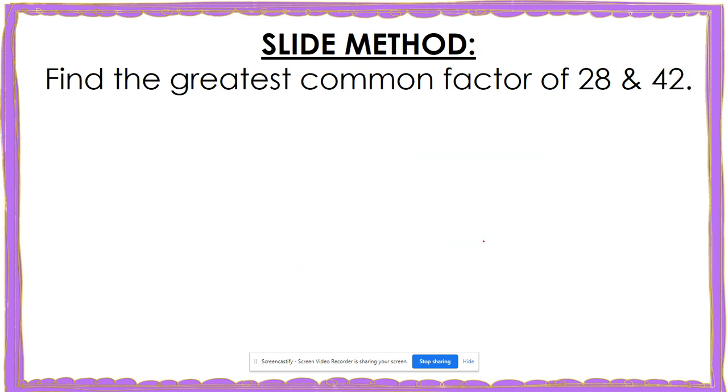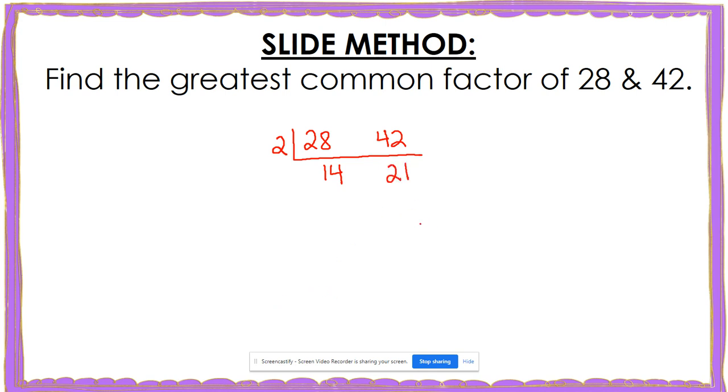Now let's use the slide method to find the greatest common factor of 28 and 42. So I will write it like this, and then I'm going to think, what numbers can go into both 28 and 42? Well, I know they're both even numbers, so at the very least, I know that I can get 2 for both of these. If I do 28 divided by 2, I get 14. And if I do 42 divided by 2, I get 21.